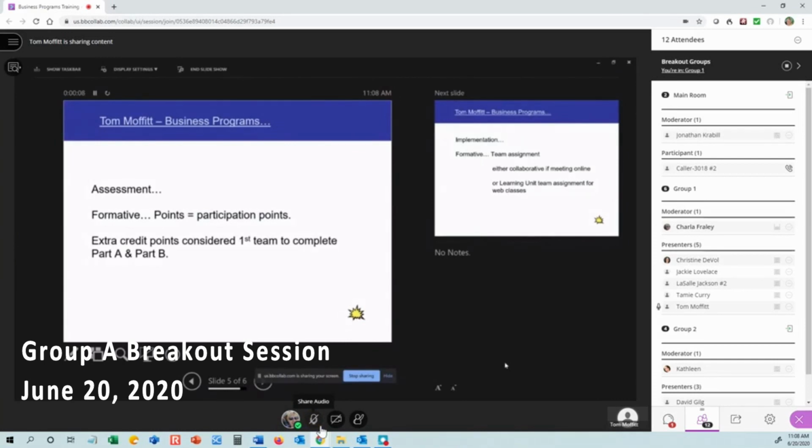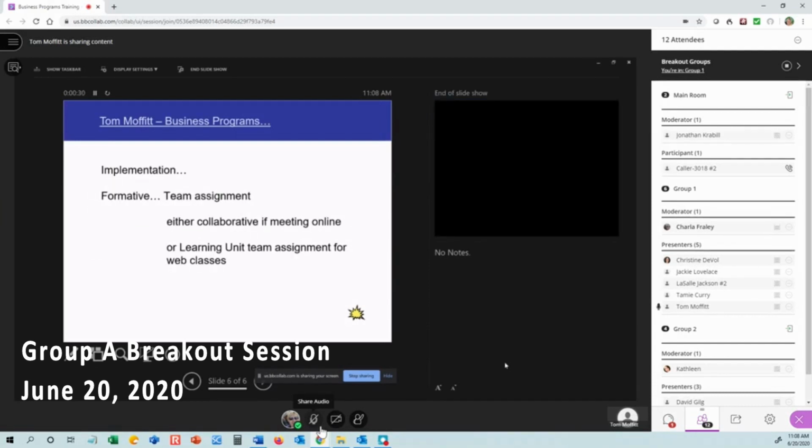Okay, so the assessment is a formative assessment. Usually, it has to do with participation points, so it's kind of part of the class. If you want to, you can give them extra credit points for the first team to come up with a complete part A and part B. So you can have some flexibility there. You can use it either collaboratively, as we did in the second half of last semester, if you're meeting online, or you can do it as a learning unit team assignment for the web classes. We have learning units for 1102, and this comes in one of the learning units.